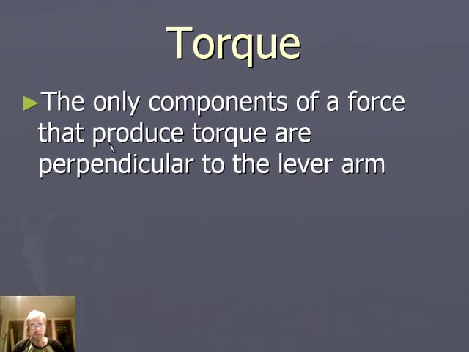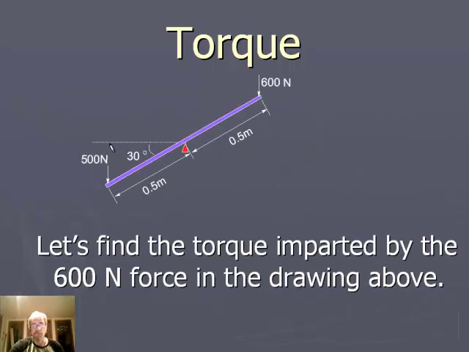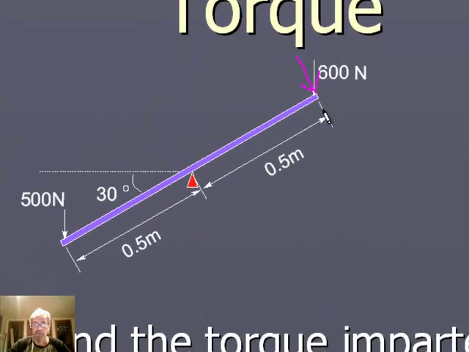So the only components of a force that produce torque are components that are perpendicular to the lever arm. So if you have a force that isn't either perpendicular or parallel to the arm, that means it's going to produce some torque, but not all of its force will produce torque. Like here's an example. Let's find the torque that's imparted by the 600 Newton force in this drawing. Well, in order to know that, we'd have to know what part of this 600 Newton force is acting perpendicular to the beam. So we can resolve this 600 Newton force into two components.